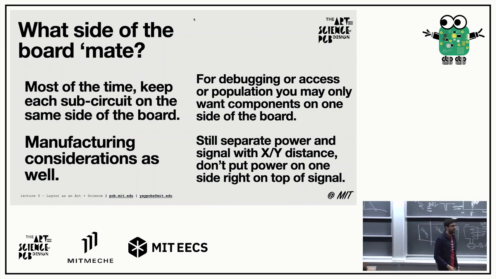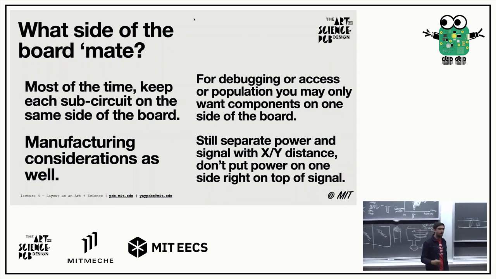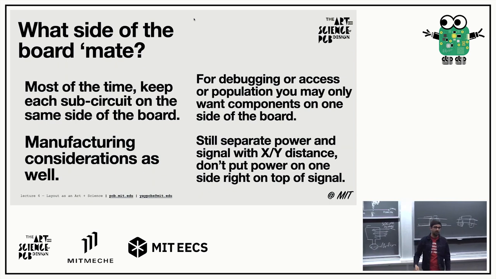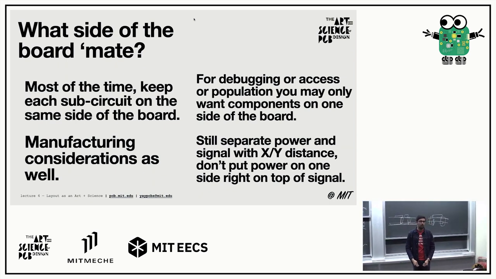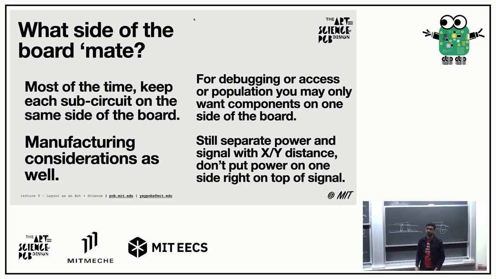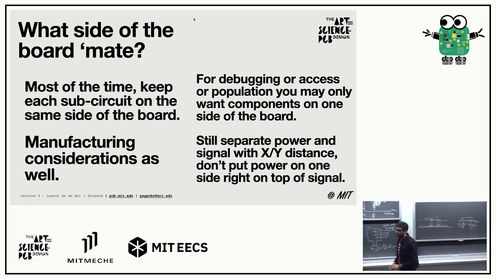Oftentimes with high voltage battery management systems, they will put all the components on one side of the board, because if they need to debug it in the car around high voltage systems, they don't want to be reaching in there and lifting up the PCB to probe things, right? That's dangerous. So they'll put all the components on one side to debug the PCB properly.